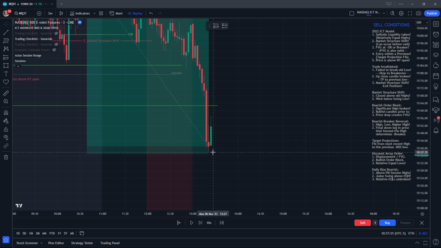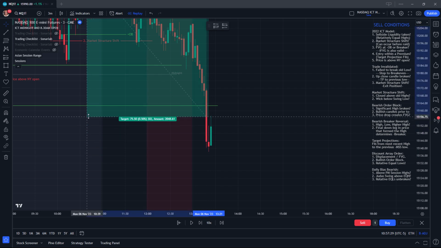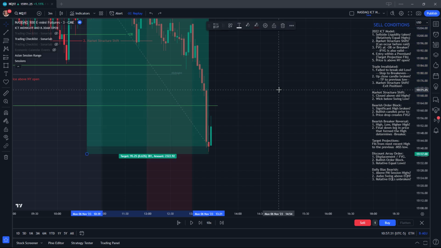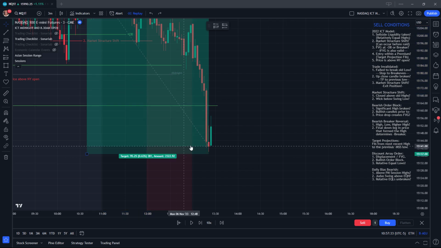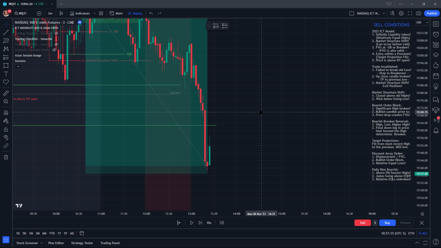so price doesn't quite reach our target here. According to ICT, our target was supposed to be here, but I've got my standard deviation. So now we need to start deciding when is enough. Rather than just guessing, we're going to start keeping an eye on here. So we've got a low now.